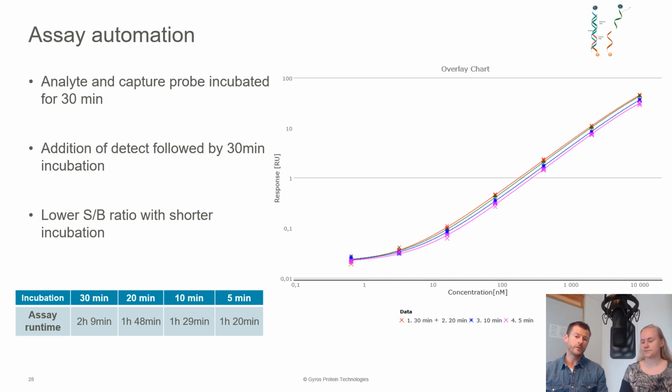So here you can see in the graph that we tested as well different incubation times, going from 30-minute to 5-minute incubation. What we can see is that we are losing a bit of signal when using shorter incubation times, but this is something that can be kept in mind, because depending on the oligo you are using, the hybridization will be different. Yeah, and we also saw a slightly lower signal to background ratio with the lower incubation times, but nothing significant.